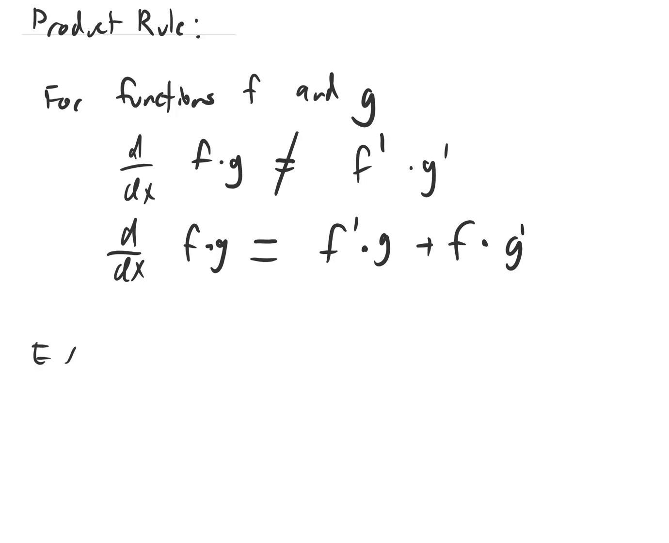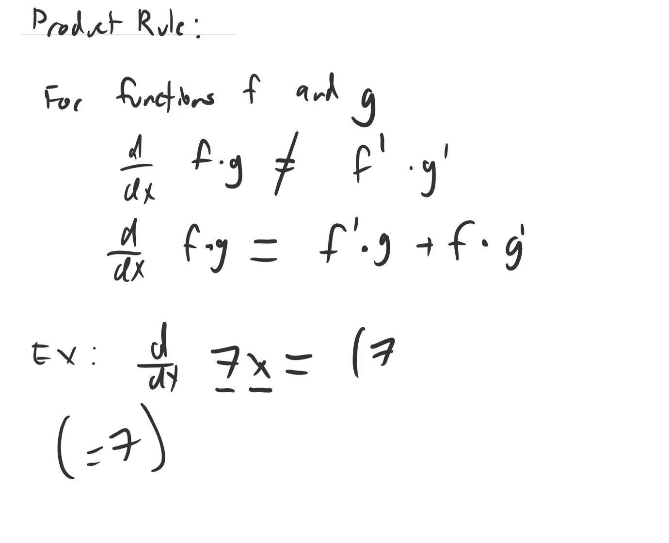Let's do a quick example. So let's find the derivative of the function 7x. Now we already know it's going to come out to 7. But let's see what happens when we apply the product rule. So the product rule tells us, if we consider the first function to be 7 and the second function to be x, that this derivative will be the derivative of the first function times the second function plus the first function times the derivative of the second function.